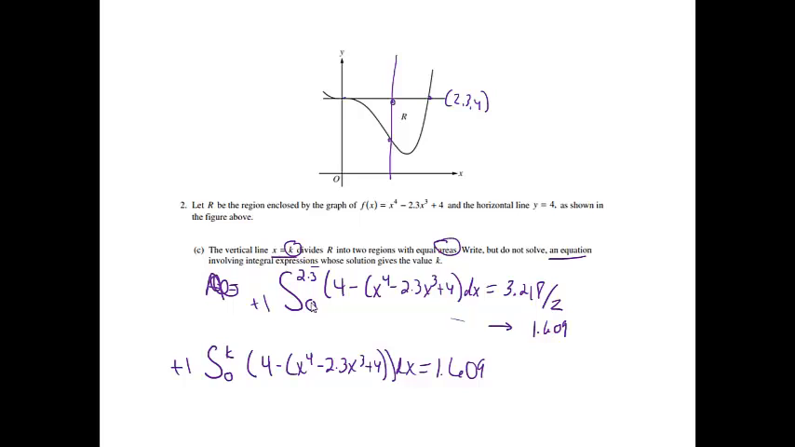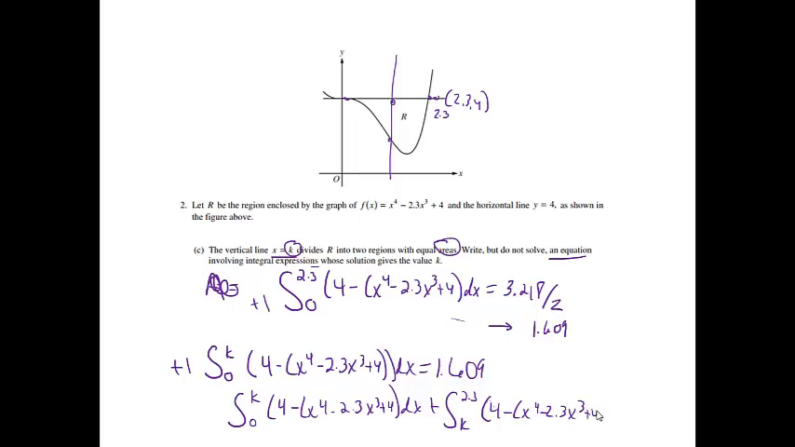Another way that we could have done that, this whole thing had to go from 0 to 2.3. I could have split it, so I could have said the area from 0 to k, just in case you did it this way, I wanted to show you this, plus the area from k to 2.3. 4 minus x to the 4th minus 2.3 x cubed plus 4.